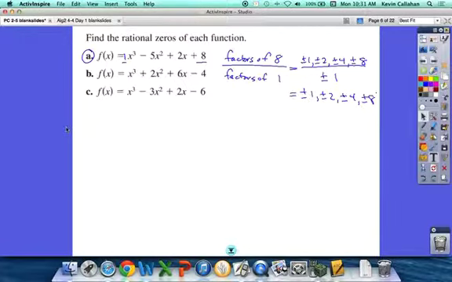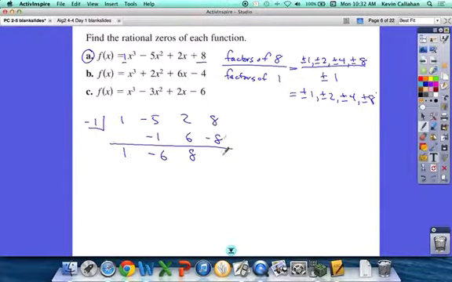Okay, let's go back. 1, negative 5, 2, and 8. And let's just start synthetic division. I'm going to start with negative 1. Remember synthetic division? Bring down the 1. Negative 1 times 1 is negative 1. Add it up, negative 6. Negative 1 times negative 6 is 6. Add it up, 8. Negative 1 times 8 is negative 8. Add it up, 0. So actually, I guessed, and I got it right.